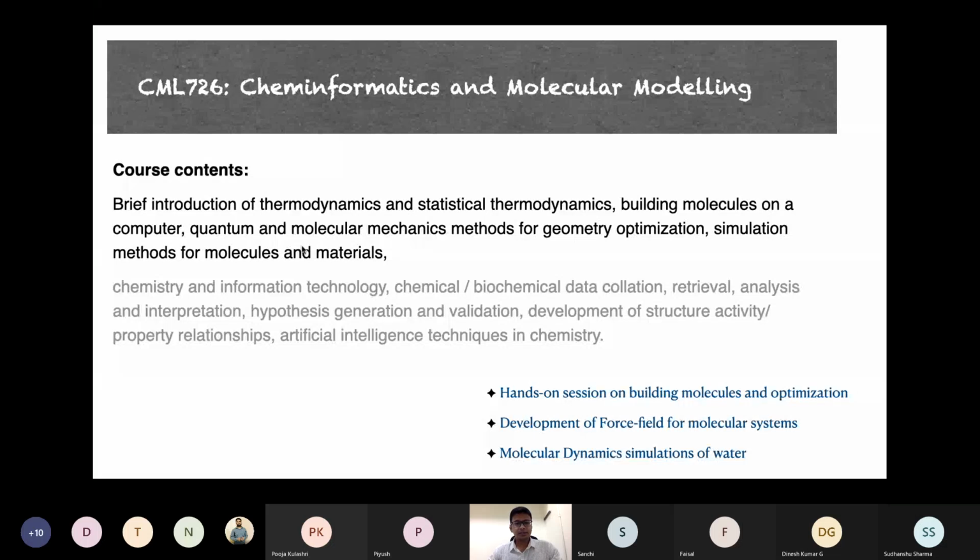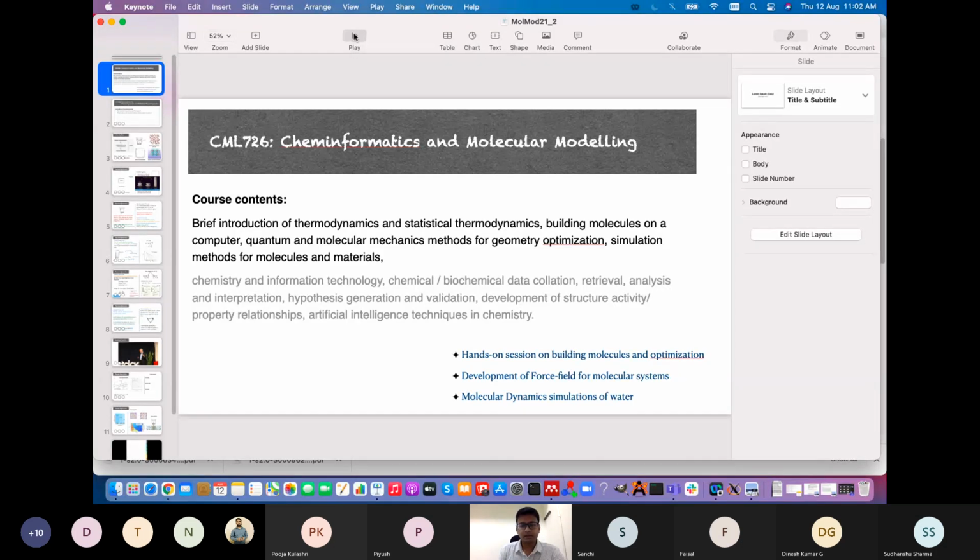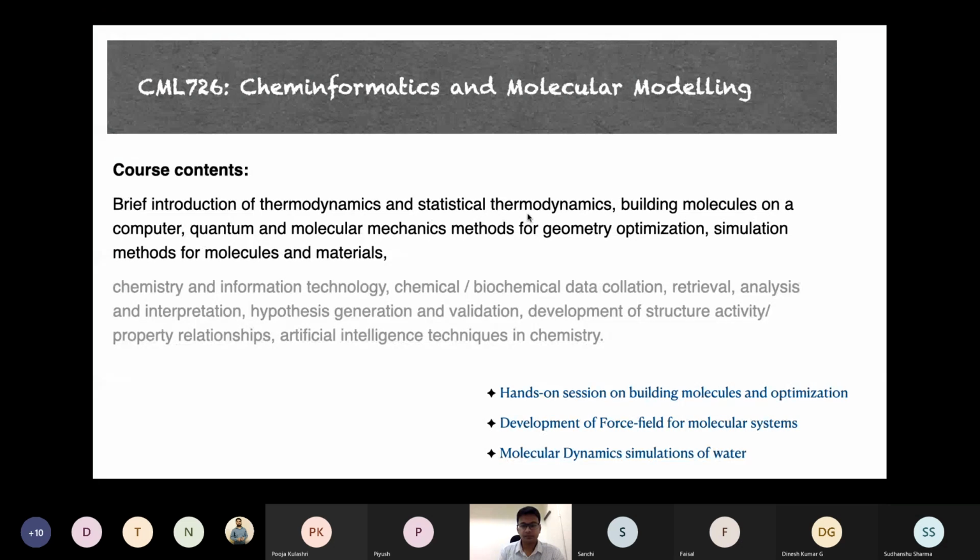So let's start with the course contents again. Last class we decided that we have two parts. The first part I'll be teaching after the minor, and then Professor Hemant Kashyap will be teaching the next one. Today I'll be covering a small part of this first part, which is on thermodynamics and statistical. Today I'll be covering the thermodynamics part.